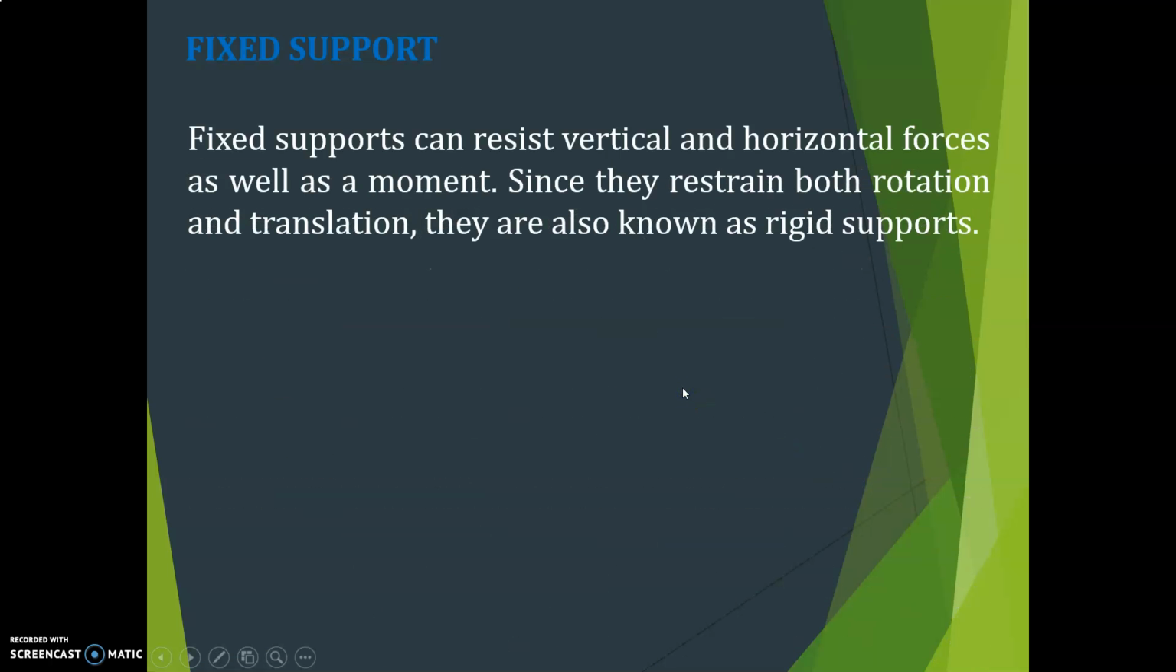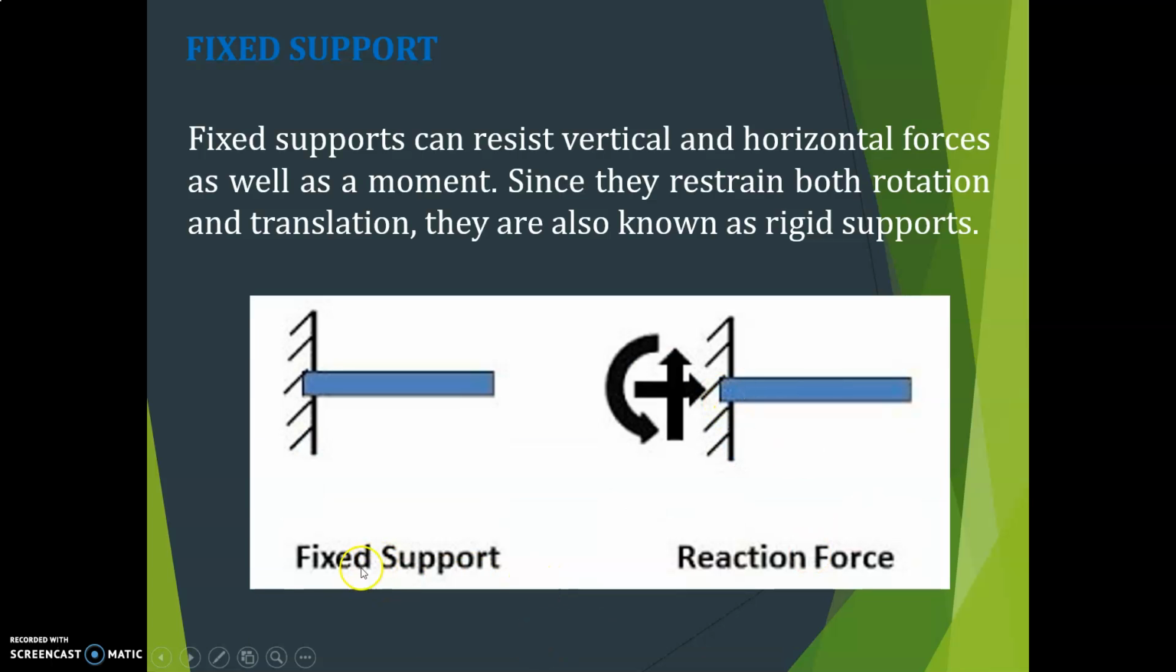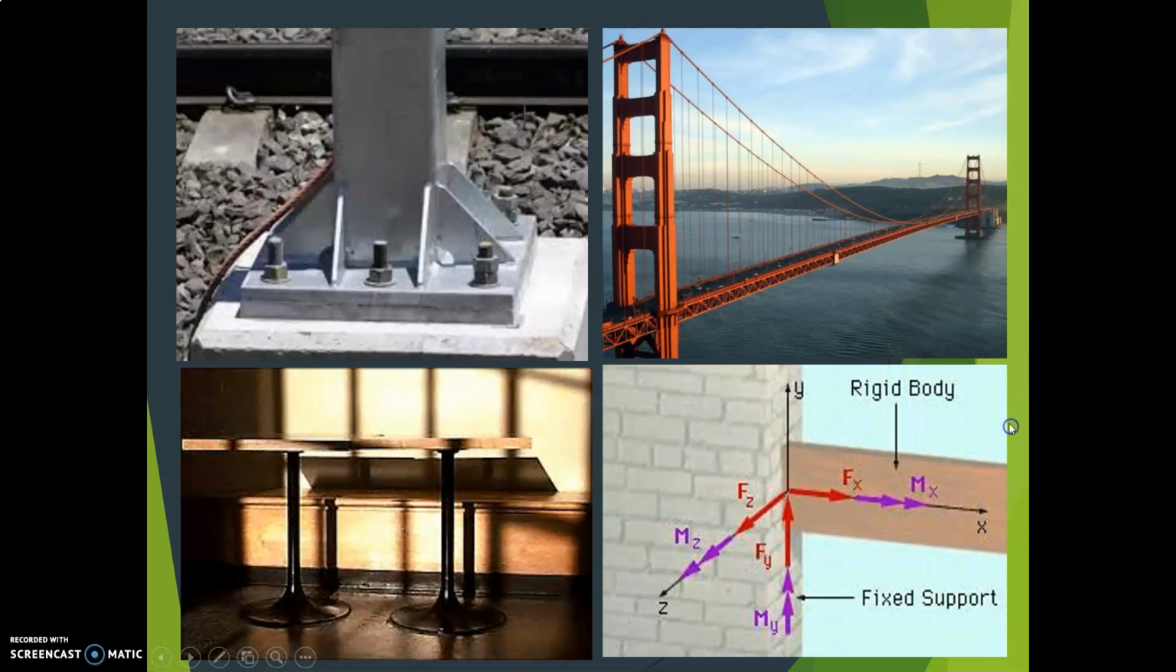Then we'll see what is fixed support. Fixed supports can resist vertical and horizontal forces as well as a moment. Since they restrain both rotation and translation, they are also known as rigid supports. Okay, this is fixed support, and the reaction forces are horizontal force, vertical force, and even moment also.